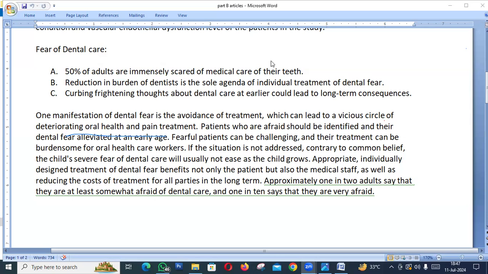So what is the trick I'm using here? Approximately 1 in 2 adults. After seeing this, you will say 1 in 2 means 50%. Oh, okay, so this is correct because 50% means 1 in 2 adults. So they are scared of dental care, they are afraid of dental care.